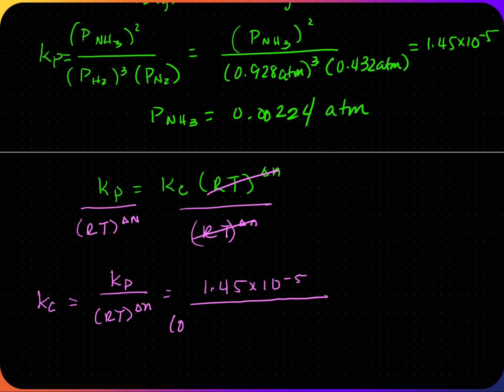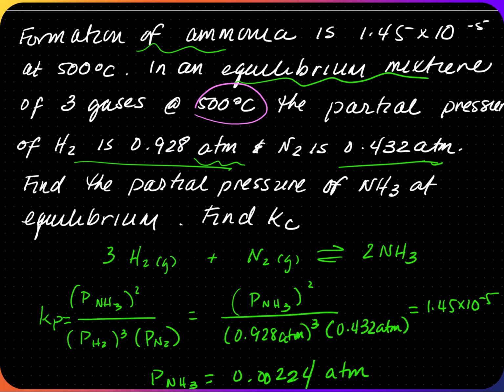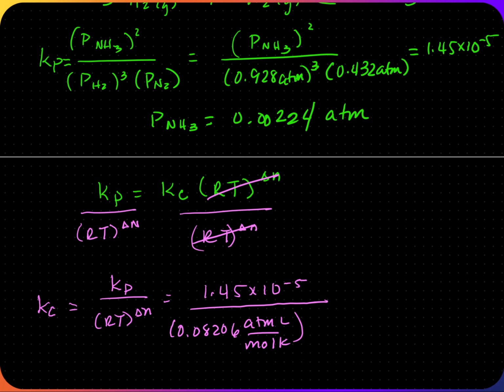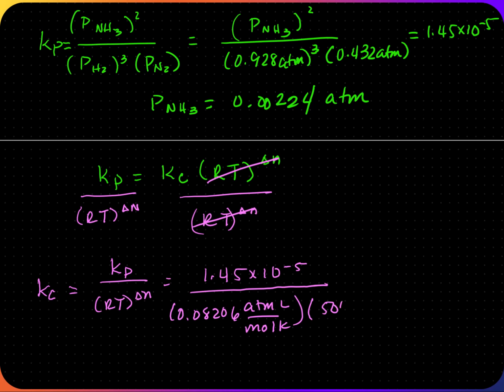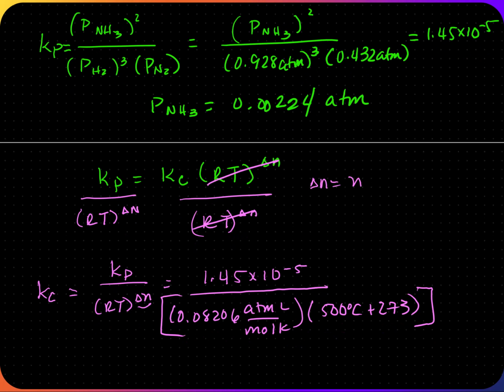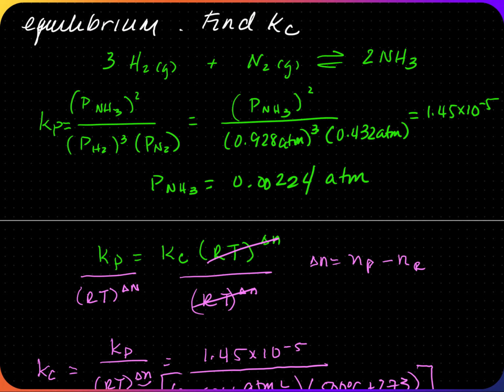R is the gas constant, 0.08206 atm liter per mole Kelvin. Temperature was given here at 500 degrees Celsius. Needs to be converted into Kelvin, so that's going to be 500 degrees Celsius plus 273. And after I multiply the entire thing, I need to find the change in moles, which is delta n, the moles of the product minus the moles of the reactant. So the number of moles of the product is 2, and the reactants we have 3 plus 1, that's 4, so it's going to be a minus 2, my delta n.